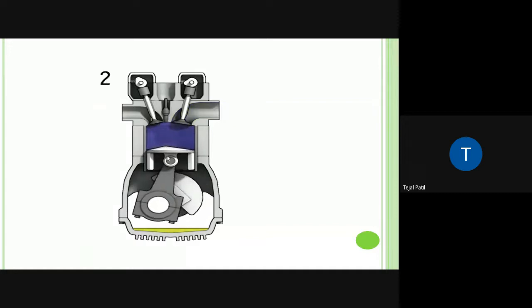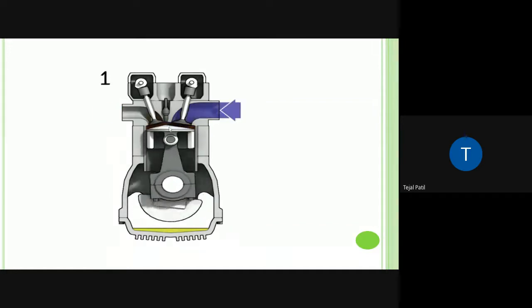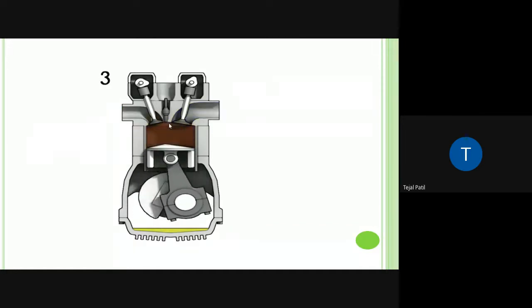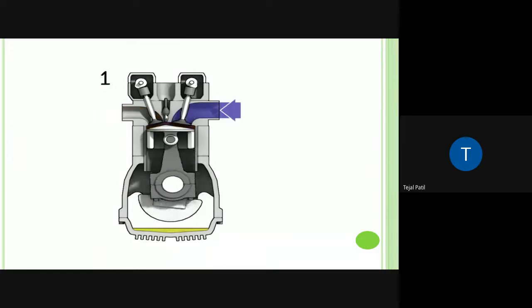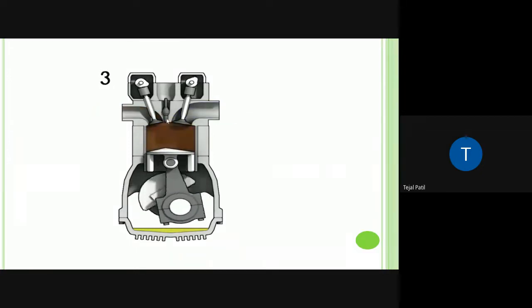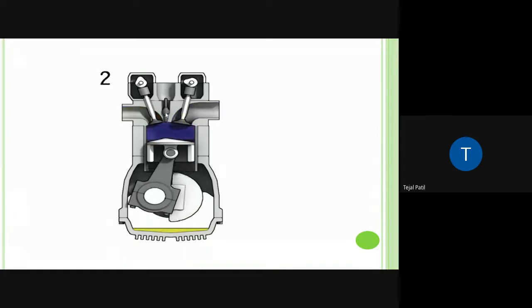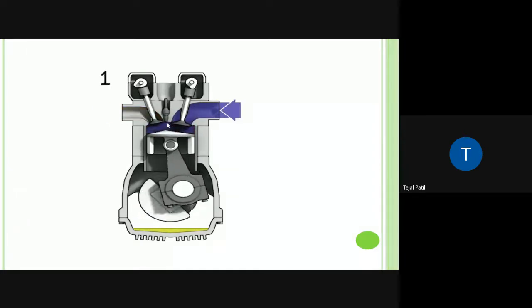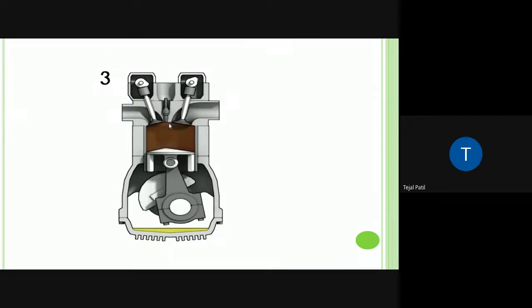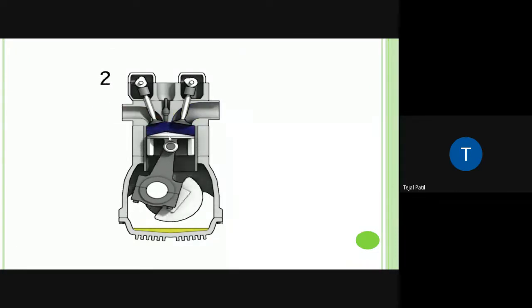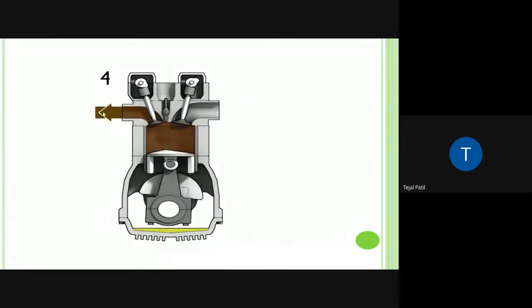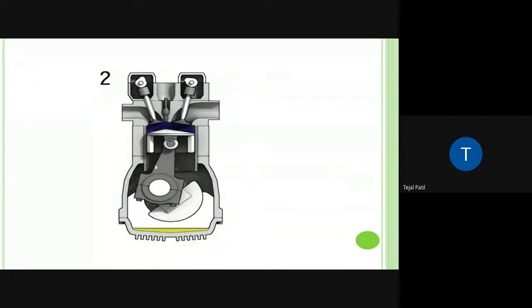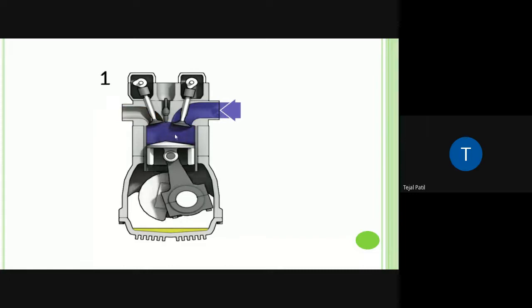Okay, and when it is moving upward, at that time it is compressing, and at the end of it, this spark plug is there, which is actually helping. In case of the petrol engine, it is a spark plug. In case of the diesel engine, it is a fuel injector. So it will help you to start the combustion process, and after that the burned gases will be thrown outside, which you can see here in brown color. Okay, so this is basically the four-stroke cycle.